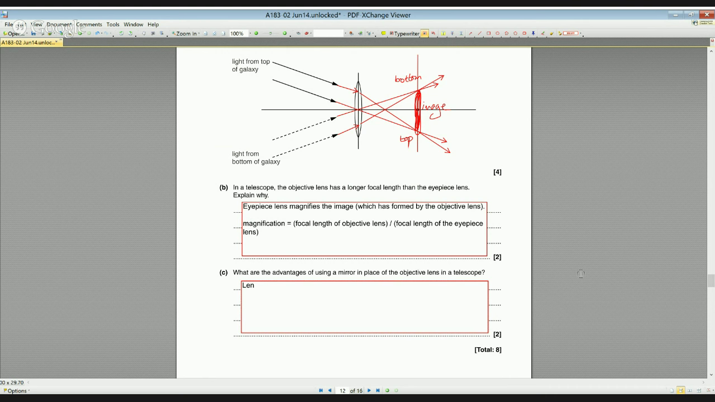First one is that mirrors don't absorb light, whereas lenses do. Some of the light will be absorbed by the glass in the lens. The other one is that mirrors aren't as heavy, so they can be made larger and more easily taken into space.